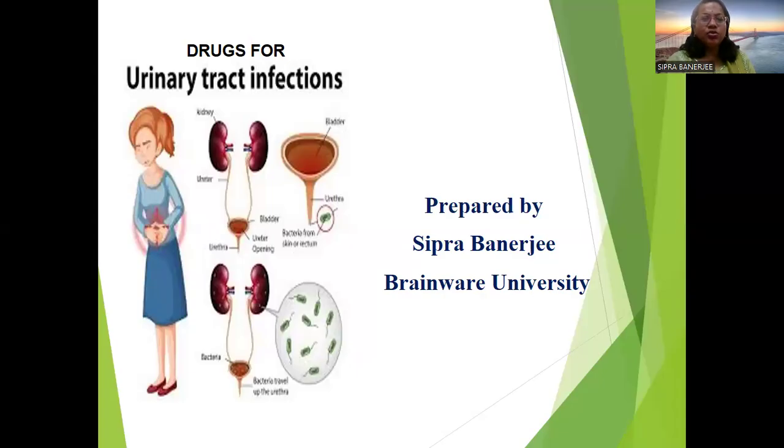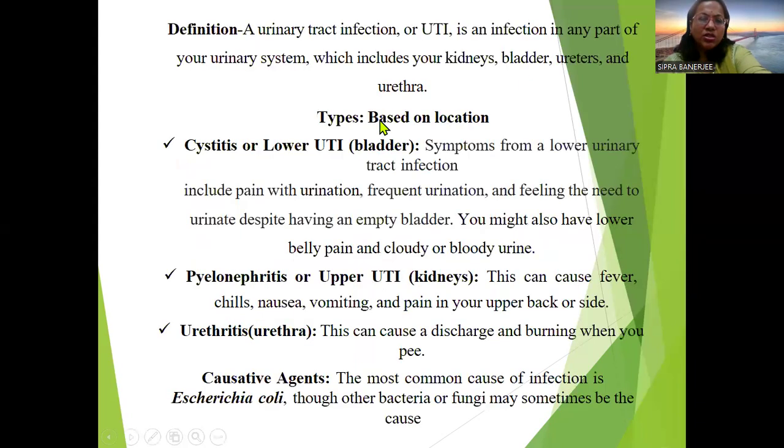Hello everyone. Today we'll be starting the drugs for urinary tract infection. You know very well urinary tract infection is a very severe disease because it is caused by E. coli, and generally the women are mostly affected by this disease. The causative organism is E. coli, and different bacteria also can cause the disease. This infection occurs in the urinary tract, which includes the kidney, bladder, ureters, and urethra also.